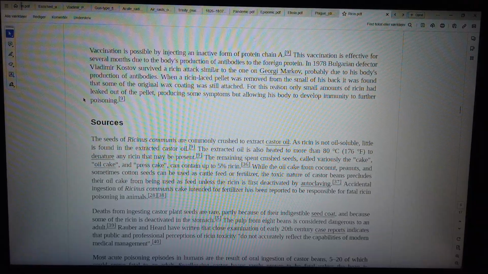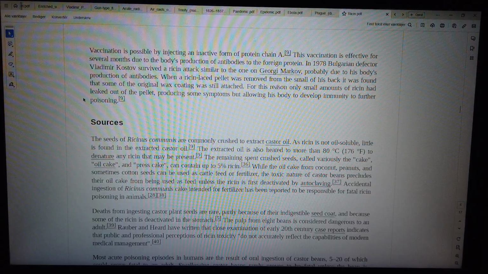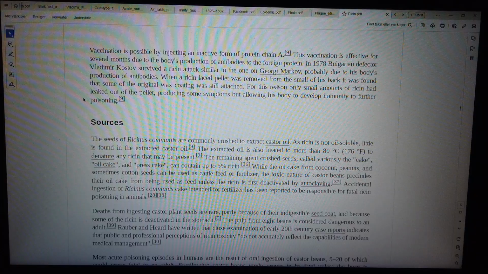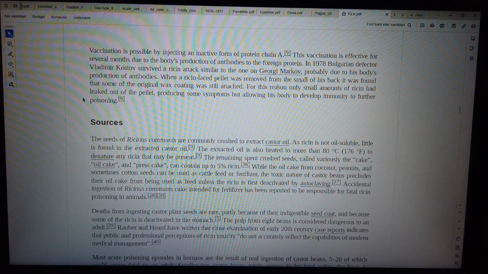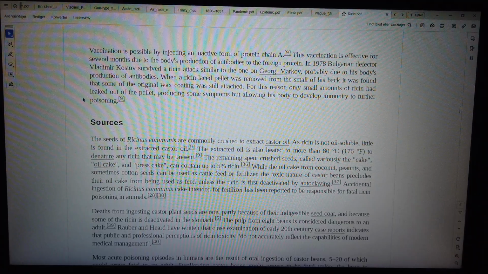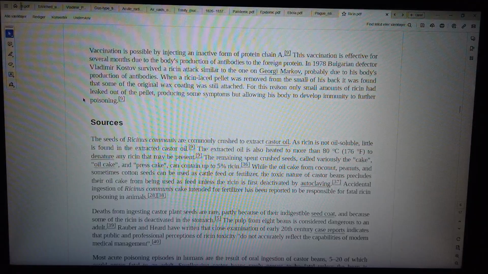When a ricin-laced pellet was removed from the small of his back, it was found that some of the original wax coating was still attached. For this reason, only small amounts of ricin had leaked out of the pellet, producing some symptoms but allowing his body to develop immunity to further poisoning.